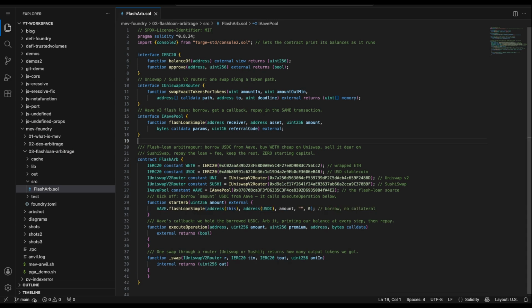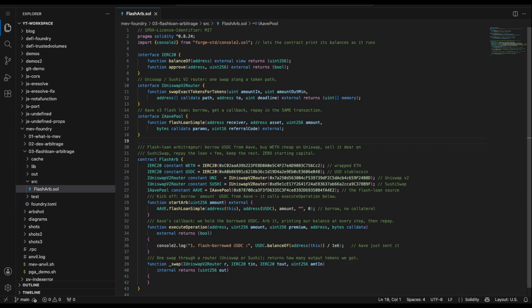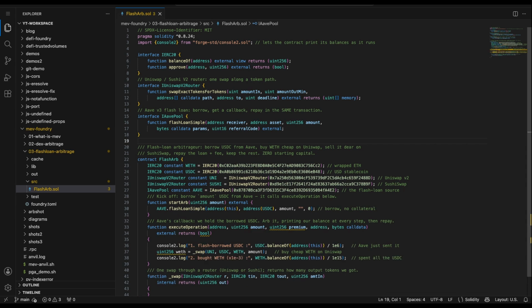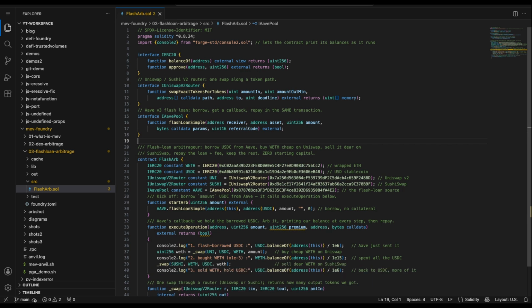First, startArb. It's one line. Ask Aave for a flash loan of USDC. Aave hands us the money and immediately calls us back at executeOperation. Everything interesting happens inside that callback while we're holding the borrowed funds. That callback is the whole trade, and this time we print our balance at every single step so we can watch the money move. We now hold the borrowed USDC, so buy cheap WETH on Uniswap, then sell that WETH on Sushi where it's pricier, ending back in USDC.